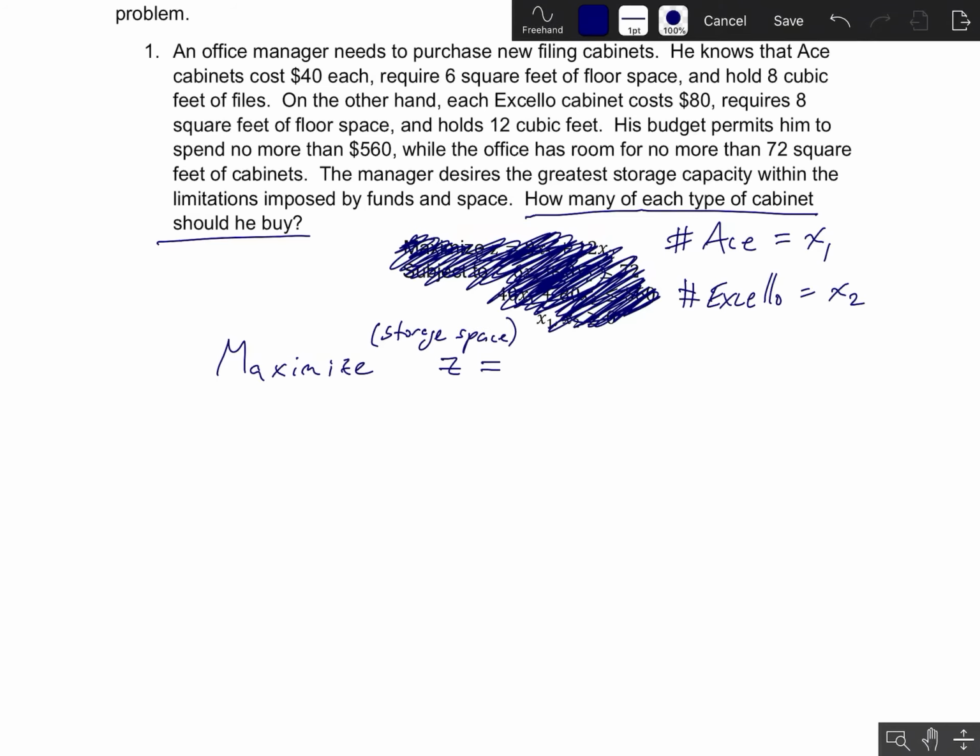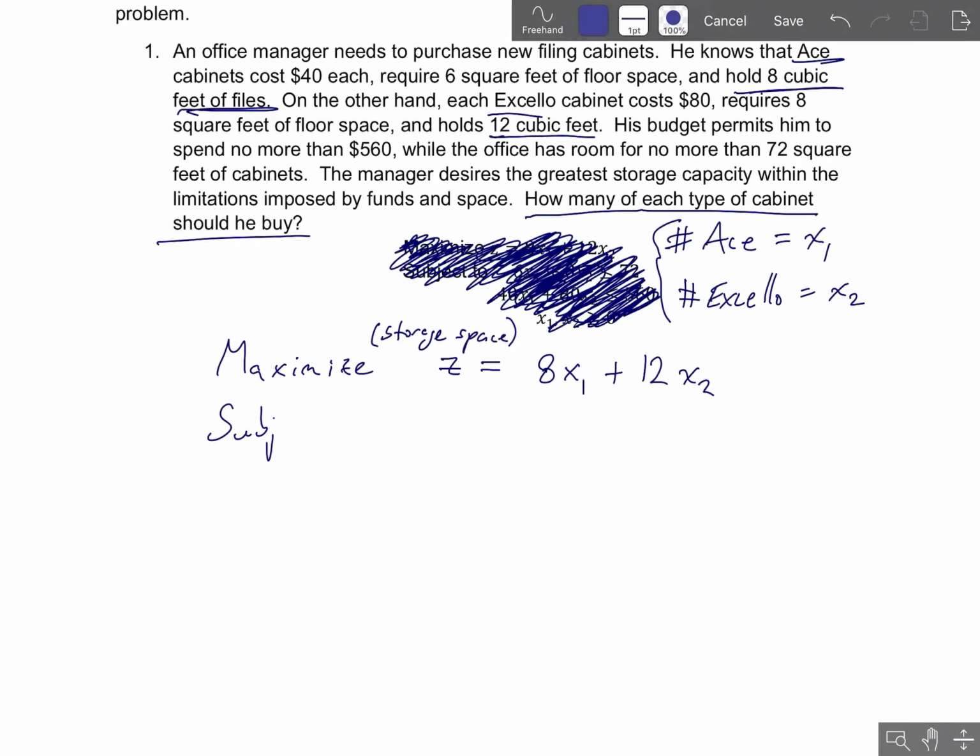So I want to write down an expression for the amount of storage space that we'll get given this number of ACE cabinets and this number of Excello cabinets. So if I look for the amount of storage space that we get, it's 8 cubic feet of files per ACE cabinet and 12 cubic feet of files per Excello cabinet. So the way that I would write down an expression for that is we would have 8 cubic feet of files per ACE cabinet with X1 ACE cabinets, plus 12 cubic feet of files per Excello cabinet times the number of Excello cabinets, and therefore this expression tells us the total amount of cubic feet of storage space that we get.